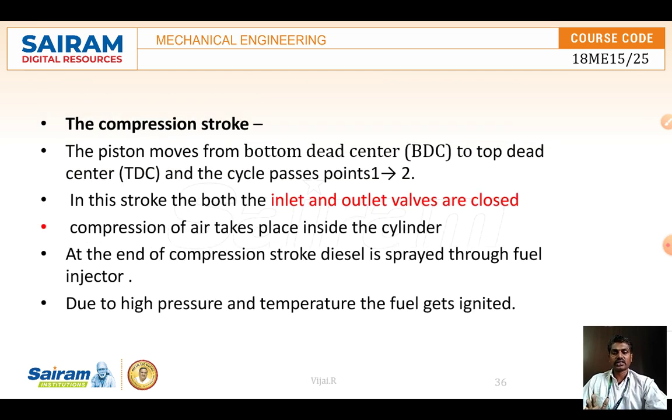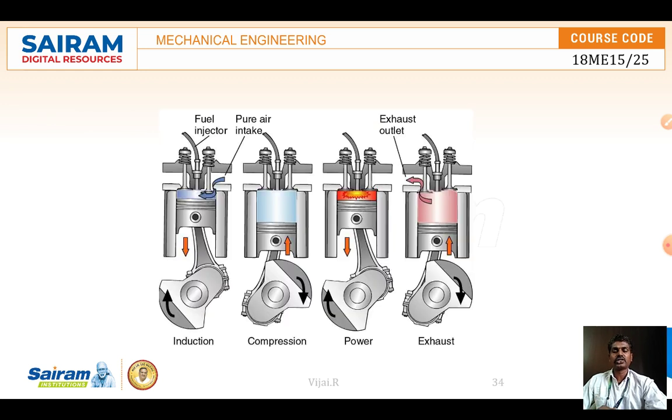Once again, this sketch will help you understand. First, in the suction stroke, pure air gets inside when the piston moves downward. One half rotation of the crank takes place, and the piston moves from TDC to BDC as the air gets in. Then in the second half revolution, the crankshaft moves another half rotation and the piston moves upward from BDC to TDC.